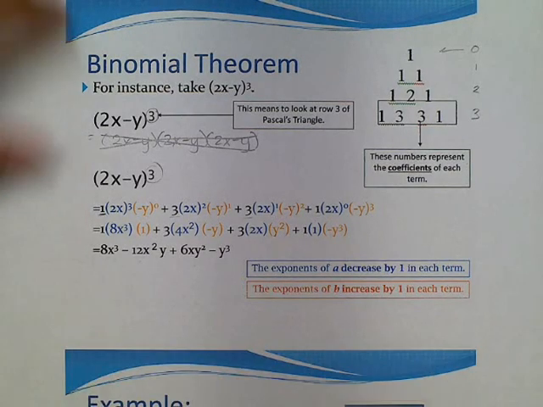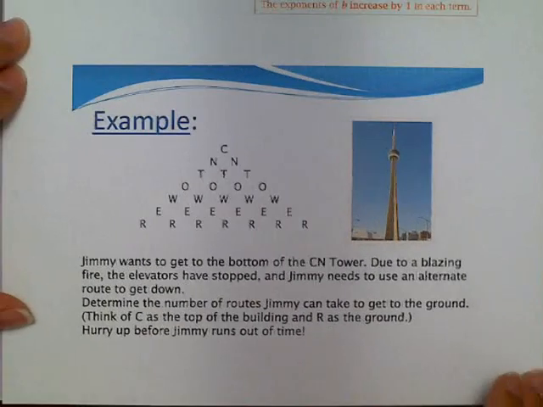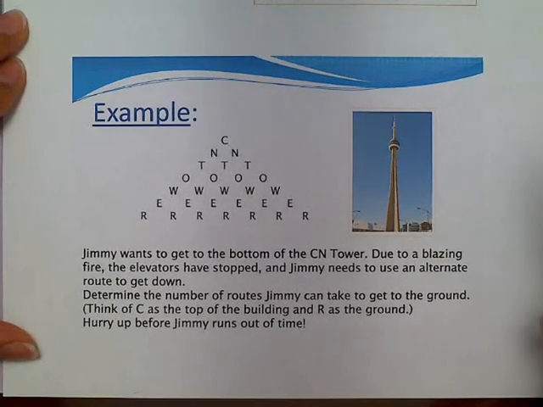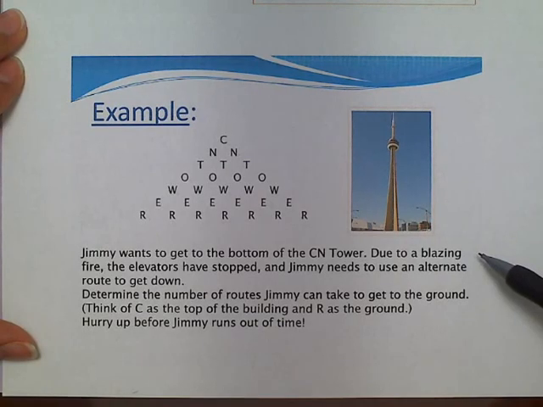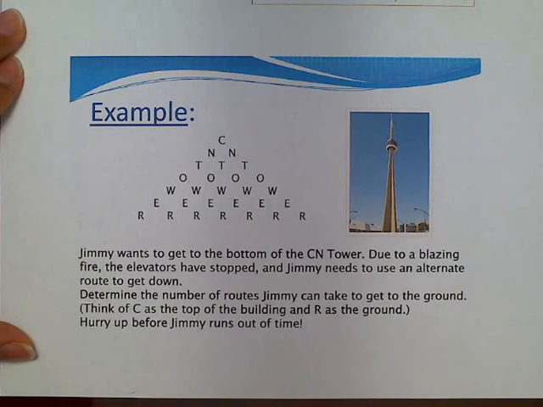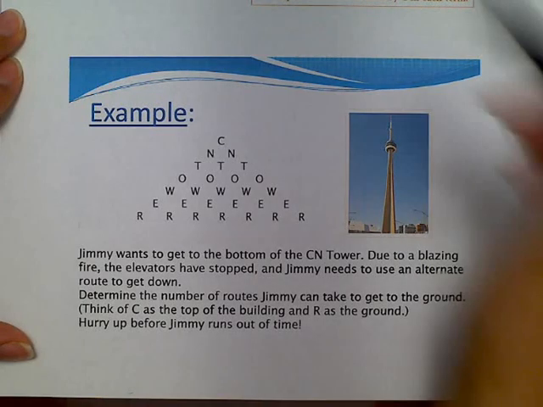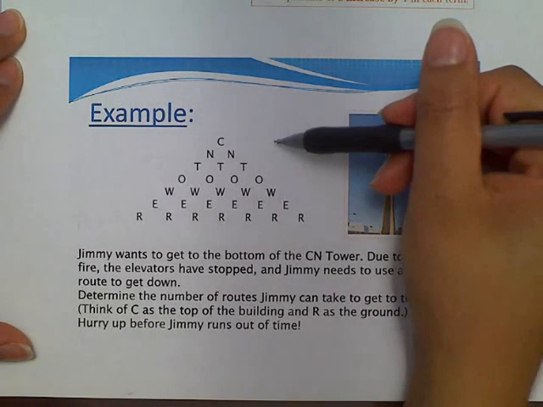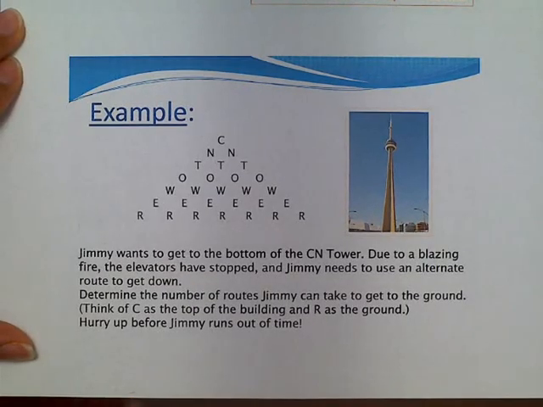Okay, in terms of a Pascal's triangle example, here I have an example with the CN Tower. It says, Jimmy wants to get to the bottom of the CN Tower. Due to a blazing fire, the elevators have stopped, and Jimmy needs to use an alternate route to get down. Determine the number of routes Jimmy can take to get to the ground. Think of C as the top of the building and R as the ground. Hurry up before Jimmy runs out of time.